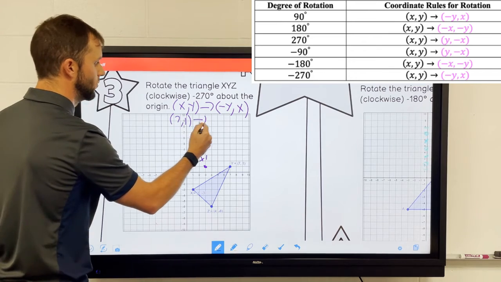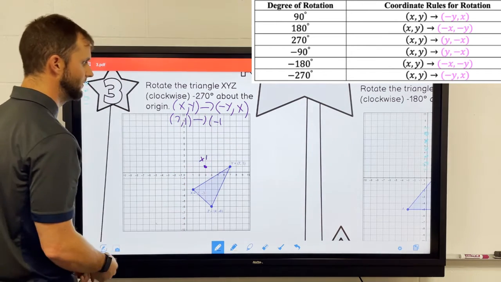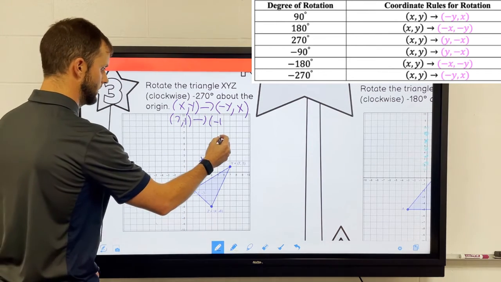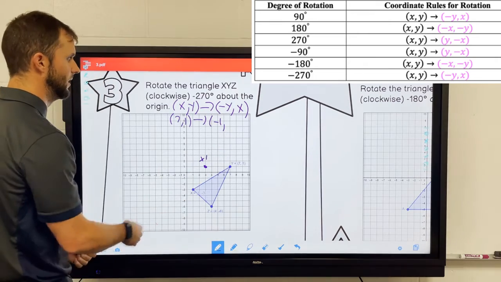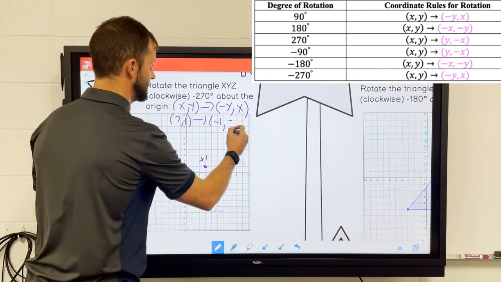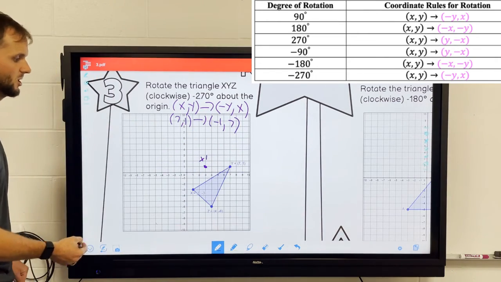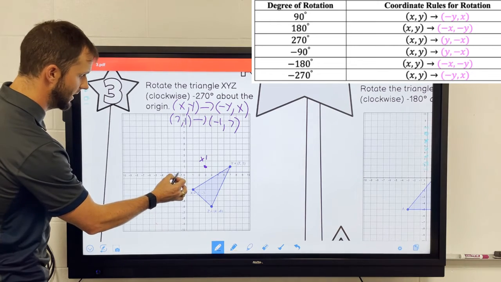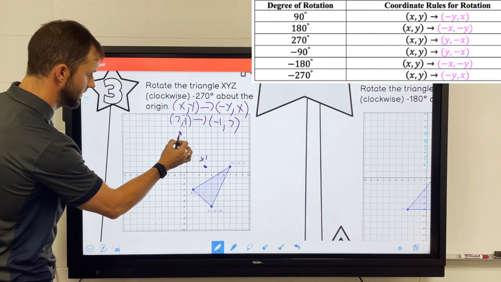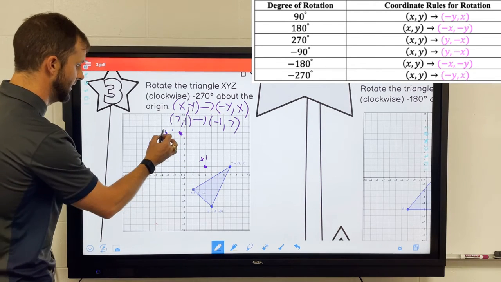So my y coordinate's 1, so that's going to be negative 1. And then comma, and then I'm putting the x coordinate as the same here. So ladies and gentlemen, that means I'm going to the left 1 and I'm going up 7 here. So this is where my y prime is going to end up.